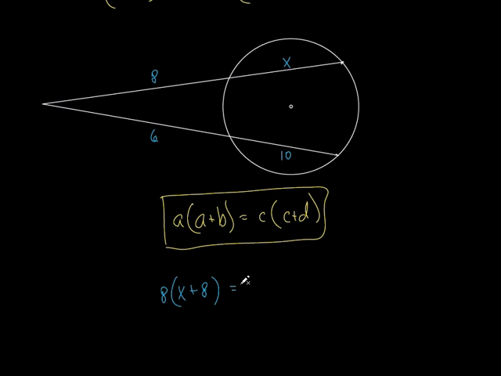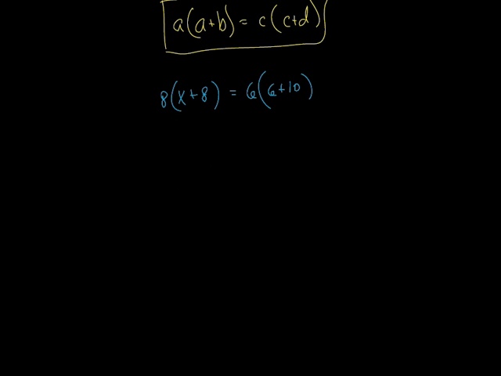All right? Then I do the same thing down here. So I take the outside times the whole thing. What's the whole thing? 6 plus 10, right? And we know we can do that in our head, but I'm going to write it down like this just since I'm teaching it to you for the first time. All right? So now we just do some algebra and we solve for X. Let's do it real quick.